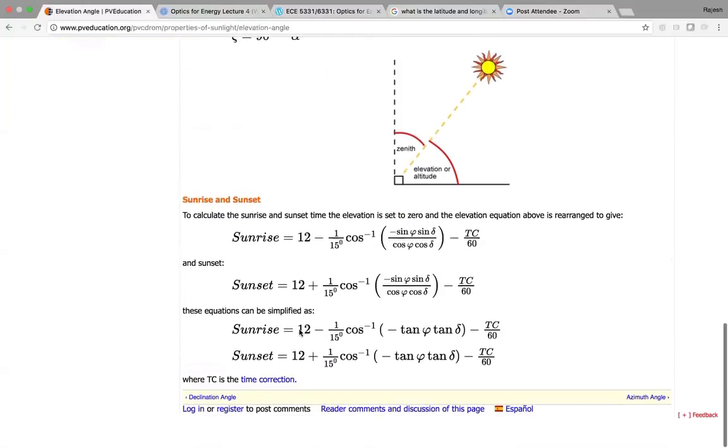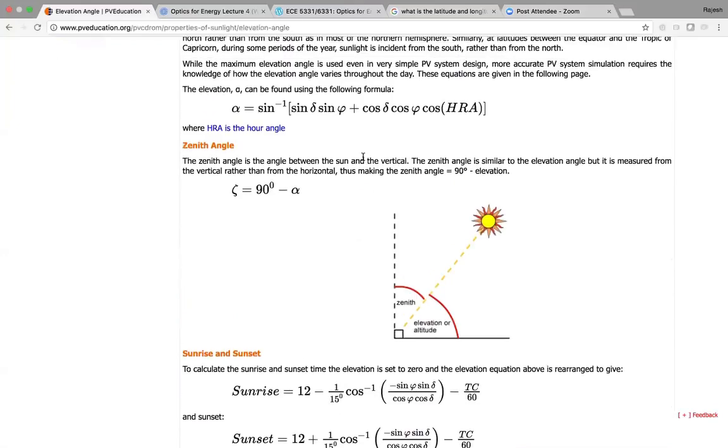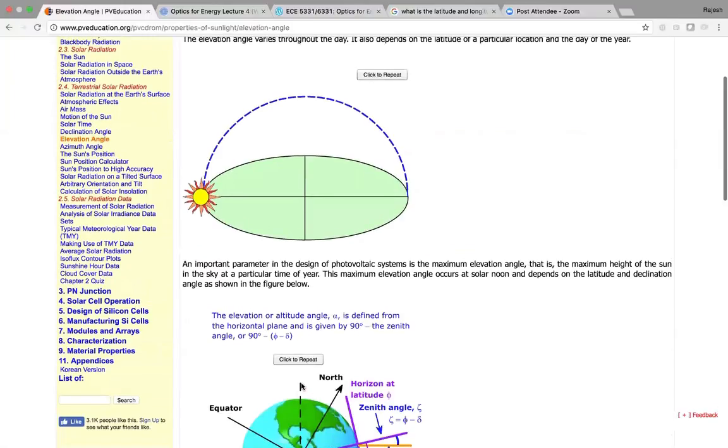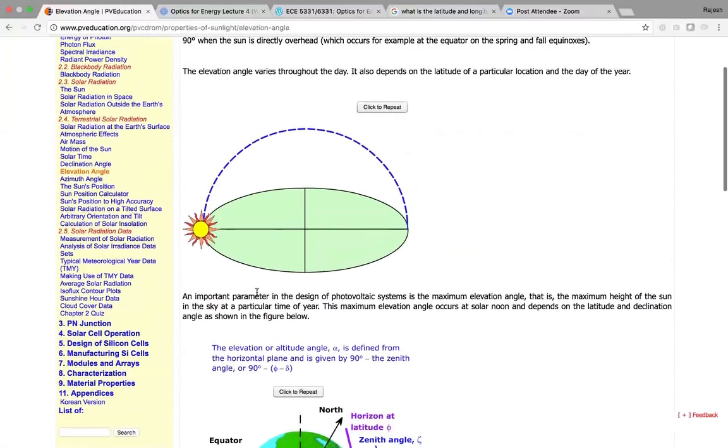Okay, and there are some examples here of calculations of how you can use this at sunrise, sunset, and so on. Not terribly important for us, but it's useful to know, for instance, for your project.